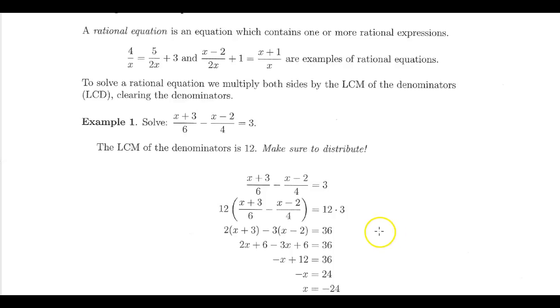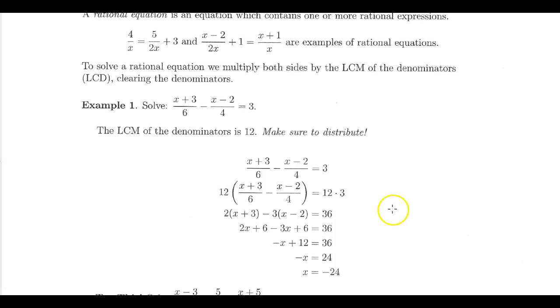I simplify both sides, and I make sure I get the variable on one side and all my numbers on the other side. I distribute 2 times x plus 3, which gives me 2x plus 6. Negative 3 times x minus 2 gives me negative 3x plus 6. And that's equal to 36. The left-hand side simplifies to negative x plus 12. I can subtract 12 from both sides, so negative x equals 24, and then I can take the opposite of both sides to get x to be positive. The opposite of negative x is x, and the opposite of 24 is negative 24.